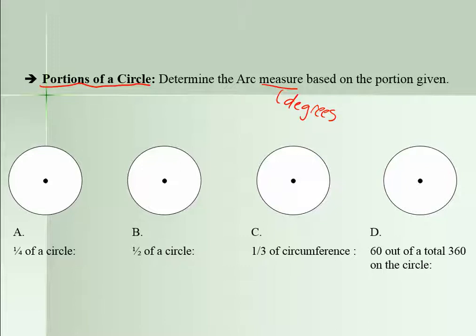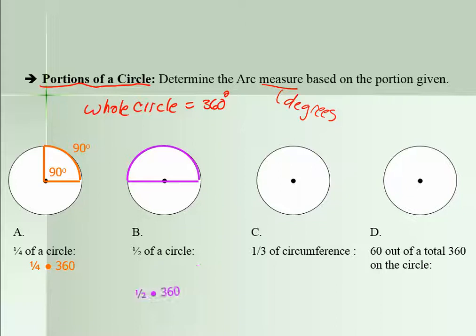How many degrees is in an entire circle? Remember, the whole circle equals 360 degrees. So a fourth of that circle, you're just going to divide that 360 by 4, and you know that that central angle is 90 degrees. Therefore, the arc measure is 90 degrees. Remember, arc measure is degrees. It's the same as the central angle. What is half a circle? Half of 360 is 180. So your arc measure is going to be 180.